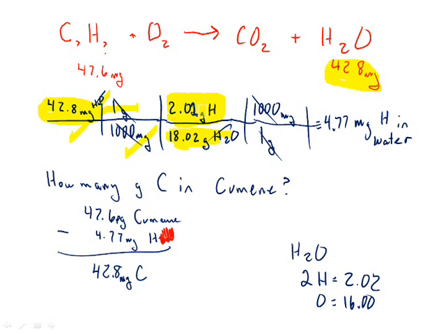I've got here the molar mass of hydrogen divided by the total molar mass of water, and that gives us the mass fraction of hydrogen in water. Milligrams canceled, grams canceled. I'm converting that back into milligrams of hydrogen, so I have milligrams of hydrogen in the water. But remember, that's the same as the milligrams of hydrogen in our original compound. So from the 47.6 milligrams of cumene, we know that 4.77 milligrams of that was hydrogen and 42.8 milligrams was carbon.